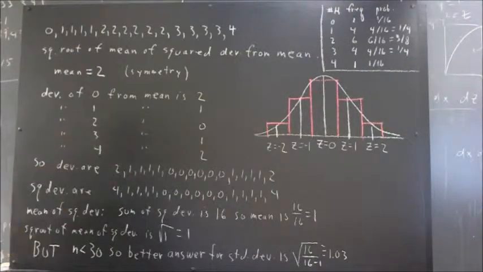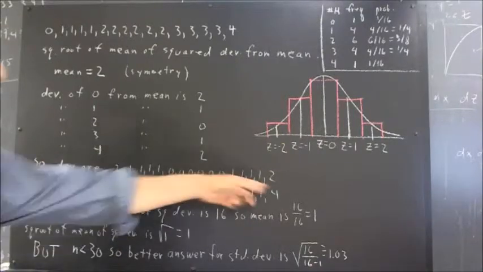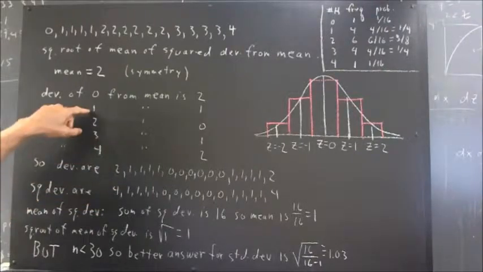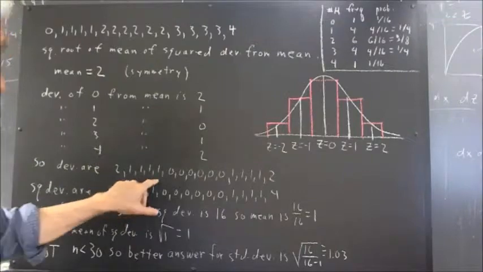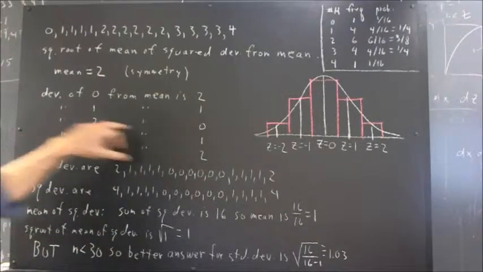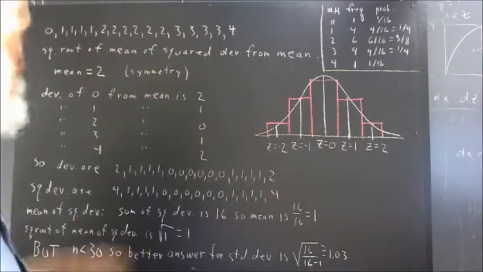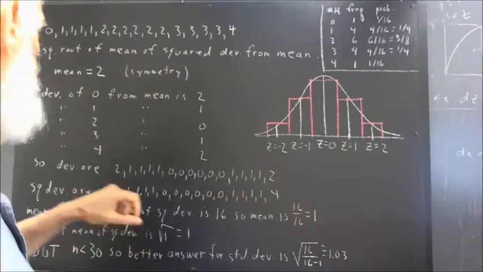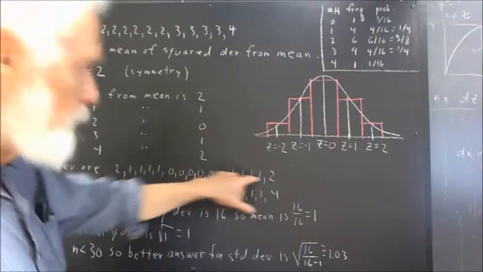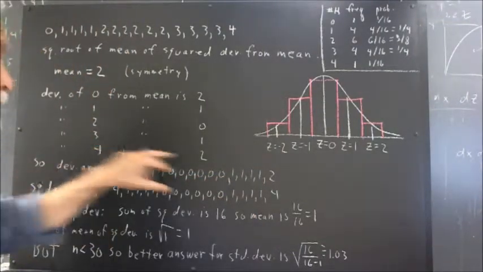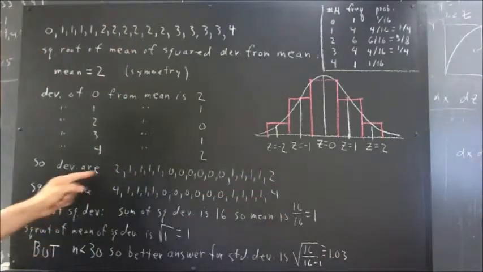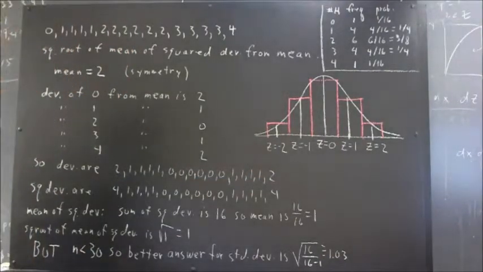In any case, we could list the deviations. We have 1 that occurs 4 times, so we're going to have a deviation of 1 four times. 2 occurs 6 times. It has a deviation of 0, so we're going to have to write down 6 zeros. 3 has a deviation of 1. We're going to have to write down the 4 ones. 4 has a deviation of 2, so we're going to write down a 2 for that deviation. So here is a list of our deviations.